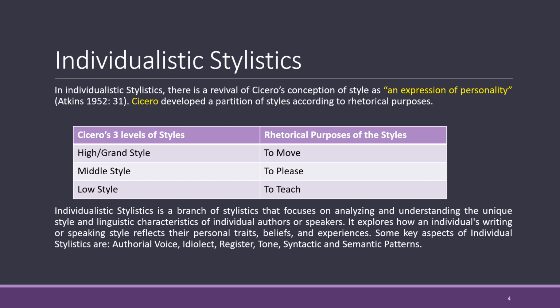So it was Cicero who tried to associate the linguistic style with the personality of the person who uses that style. In fact, he developed a partition of styles, and this table shows that partition. The left side column shows Cicero's three levels of styles, which are high grand style, middle style, and low style. Whereas the right side column shows rhetorical purposes of such styles, like to move, to please, to teach.